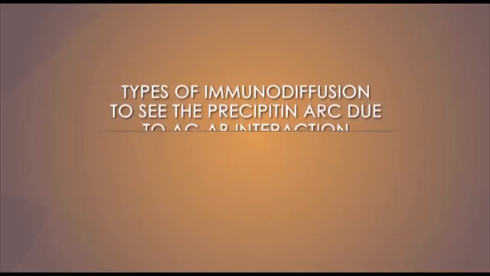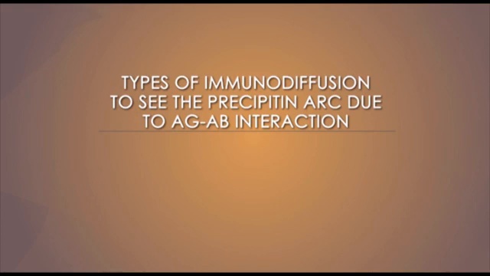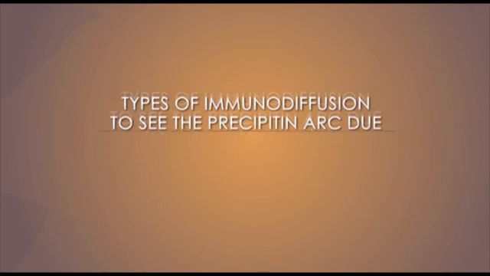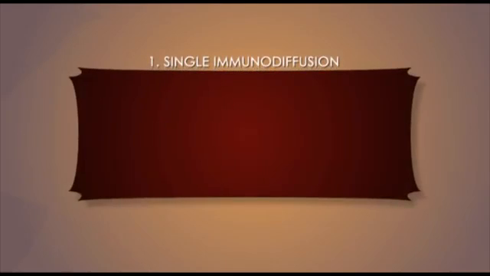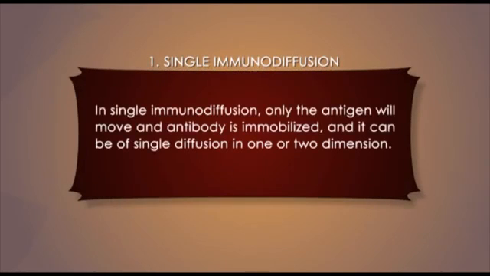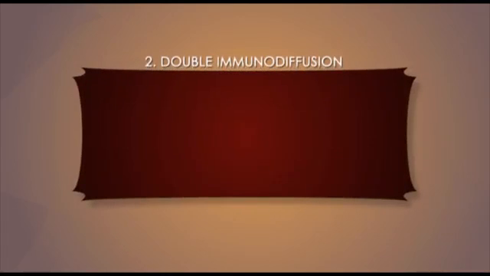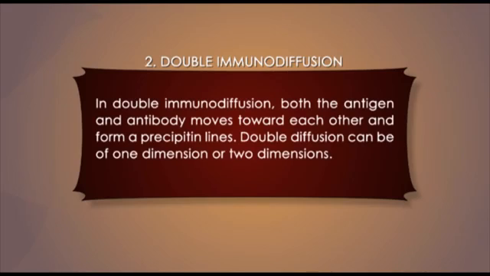Types of immunodiffusion to see the precipitin arc due to antigen-antibody interaction. First, single immunodiffusion. In single immunodiffusion, only the antigen will move and the antibody is immobilized, and it can be single diffusion in one or two dimensions. Number 2, double immunodiffusion. In double immunodiffusion, both the antigen and antibody move toward each other and form precipitin lines. Double diffusion can be of one dimension or two dimensions.